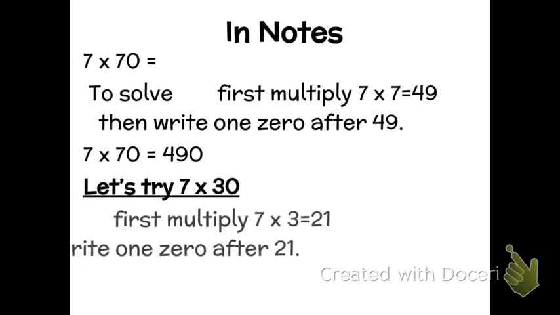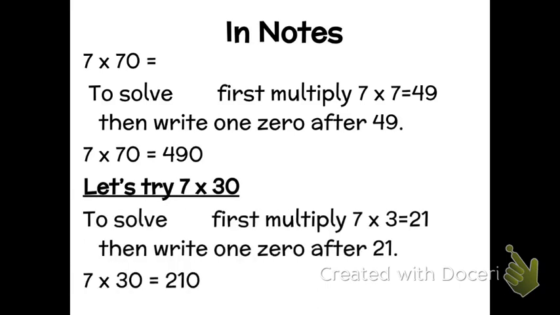In your notes, I would like for you to go ahead and write in both of these problems that we will solve. 7 times 70. Be sure to write in the explanation. So just in case you forget at some point, you can go back and look through this part in your notes as well. 7 times 70.